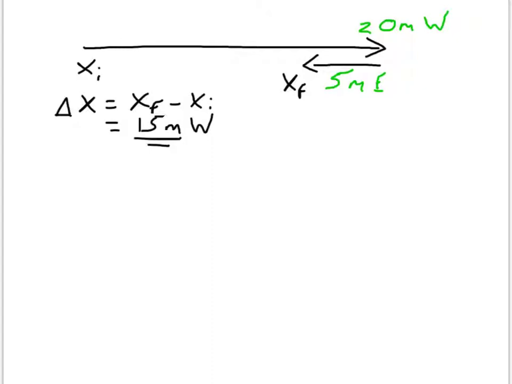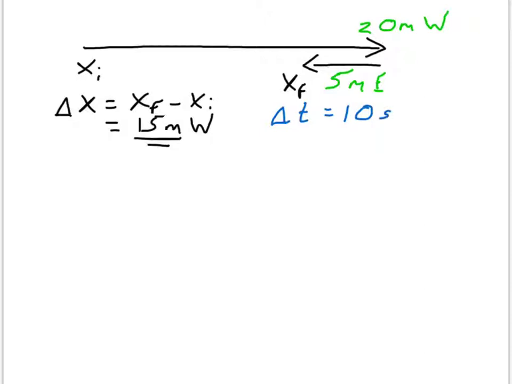That's a vector quantity. It has magnitude, in this case 15 meters, and direction, west. Let's say that this whole episode took 10 seconds. So let's use a different color. Let's say that it took a time, delta t, of 10 seconds.